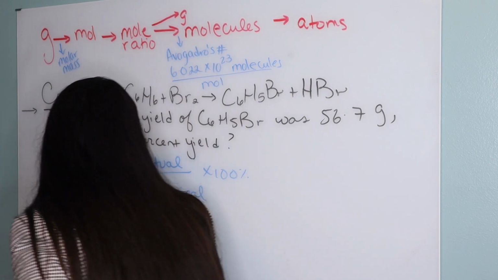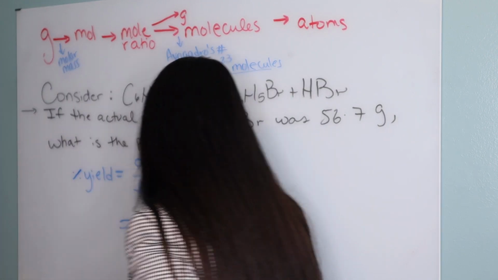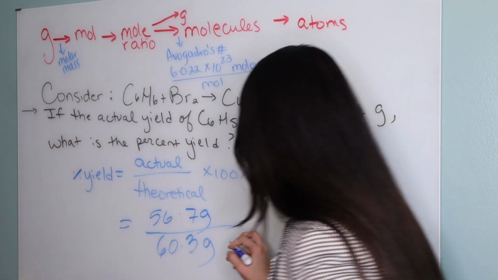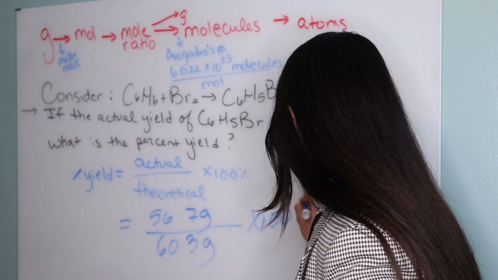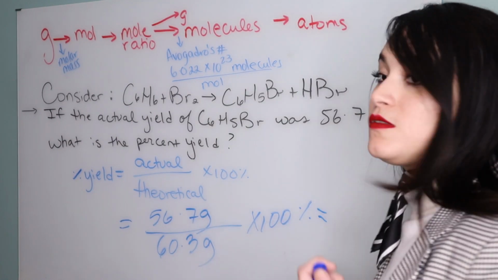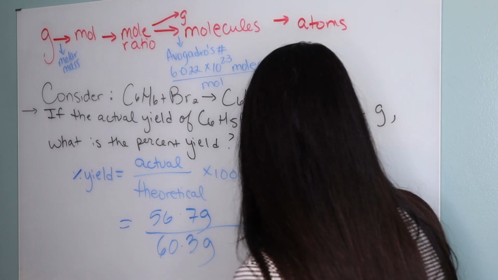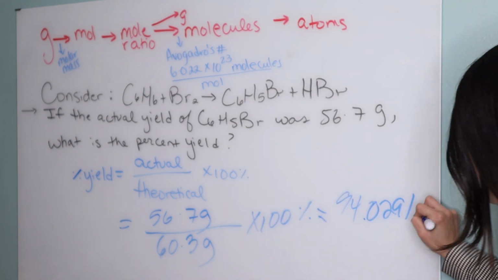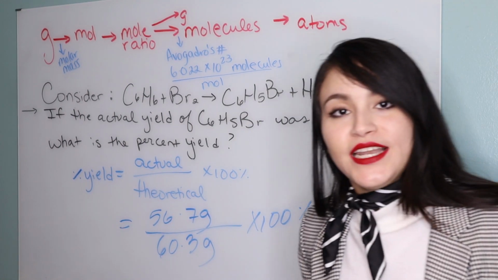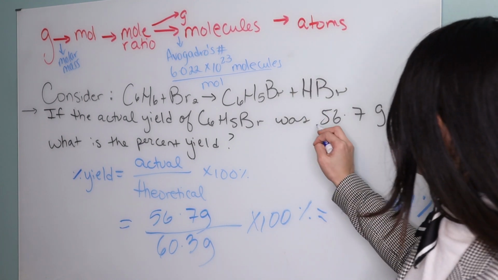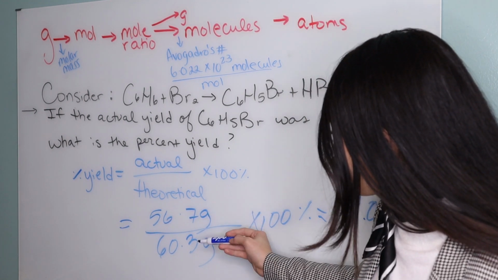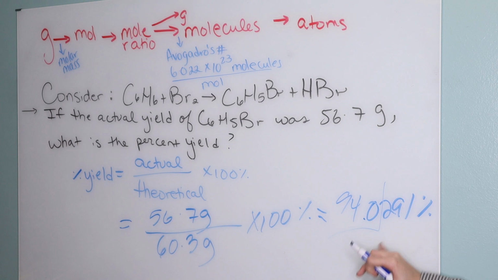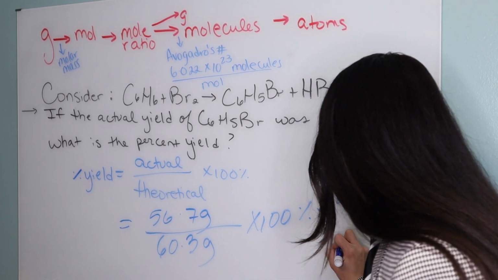The actual is 56.7 grams. The theoretical, which we found earlier, was 60.3 grams. You're going to take that ratio and multiply it by 100%. This equals 94.0291%. Now let's go ahead and check for significant figures. We were given 3 sig figs, so we have 3 versus 3. Our final answer should also have 3, so we have 1, 2, 3. Stop right there. Do we have to round? The answer is no.